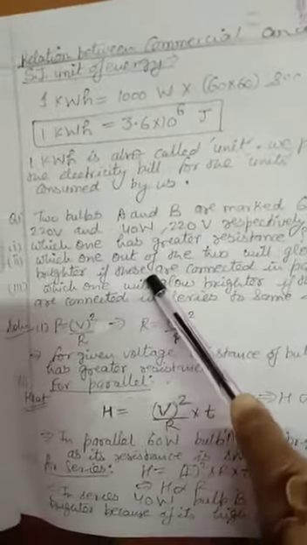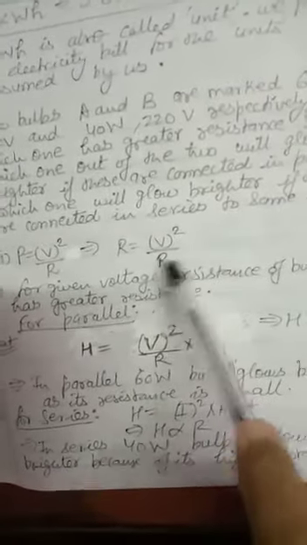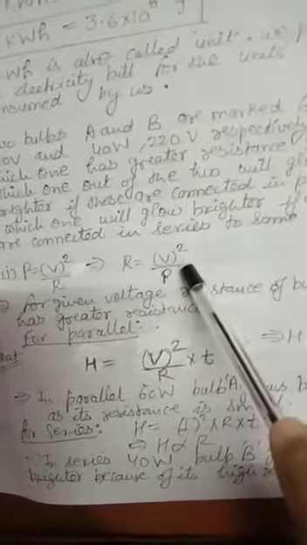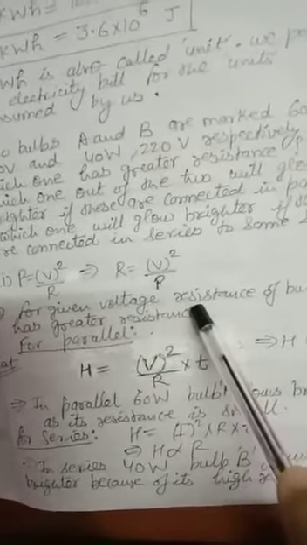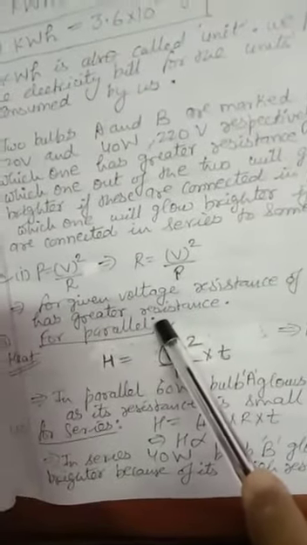Second, if we use the series combination or the parallel combination, then which of the two bulbs will glow brighter and why? So you know one thing, power is V square by R. So in that case, R is V square upon P, means resistance of the bulb is inversely proportional to its power. So we can say that your bulb B of 40 watt will have more resistance.